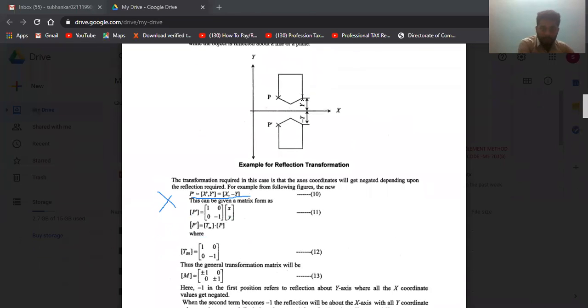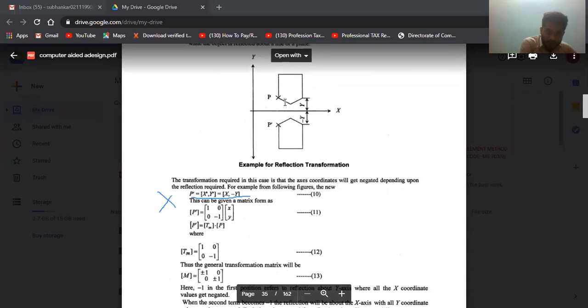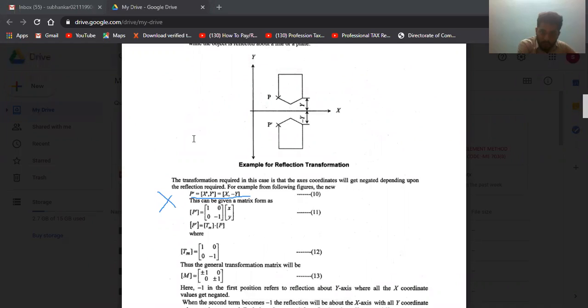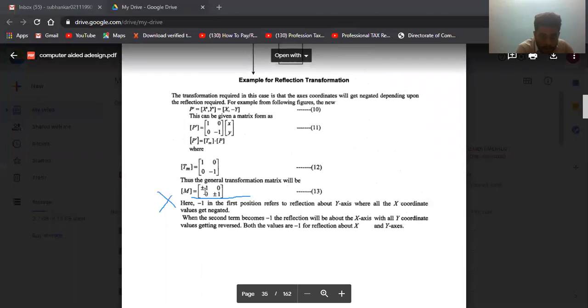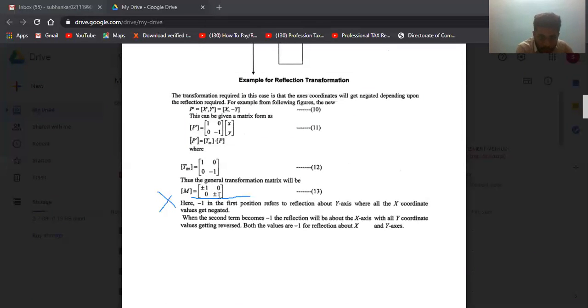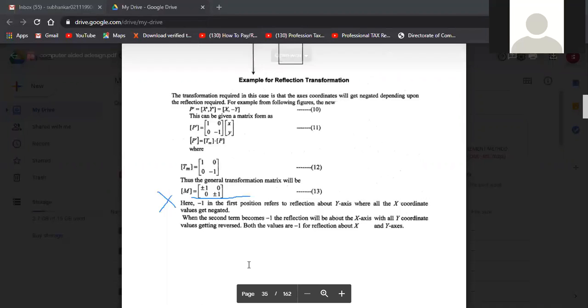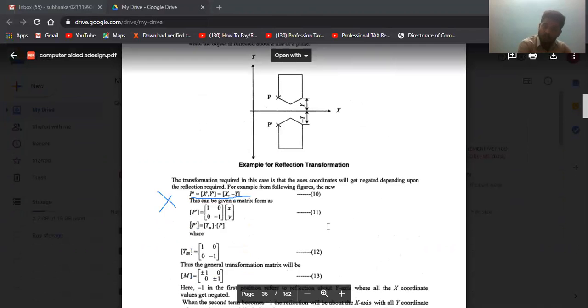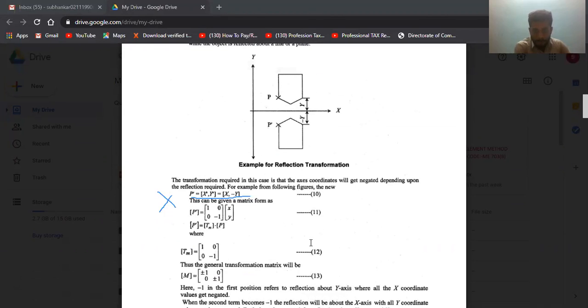It can happen that your object is over here and you want to get the reflection in the third quadrant, yes or no? In that third quadrant, both will be negative. Coordinate point is the same, only the sign will change. So it will be -1, 0, 0, -1. That means again I'm telling you, you have to read the question 2 times, 3 times. Accordingly, these formulas will change. Clear?